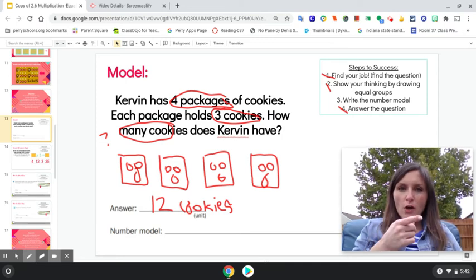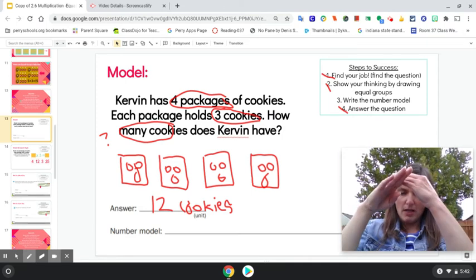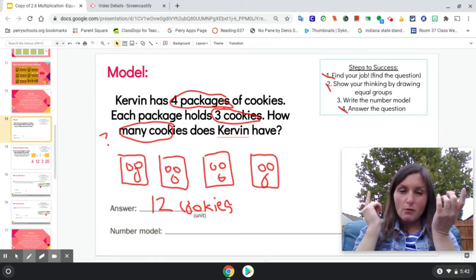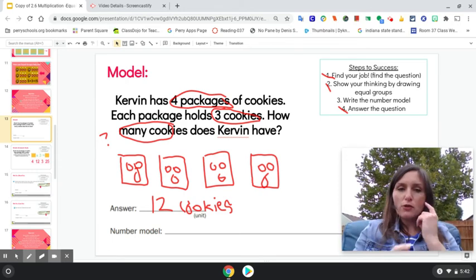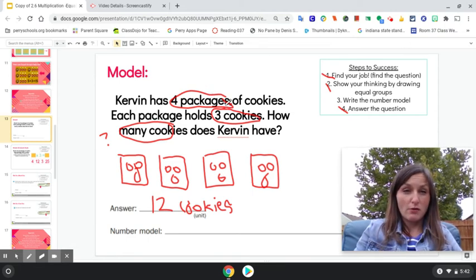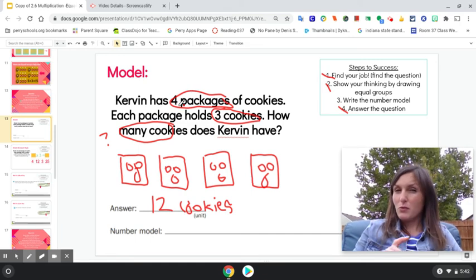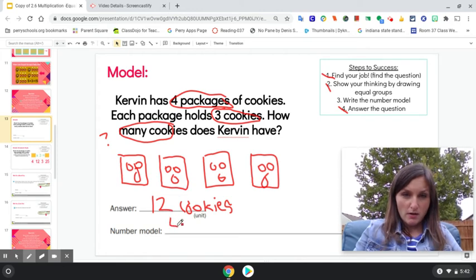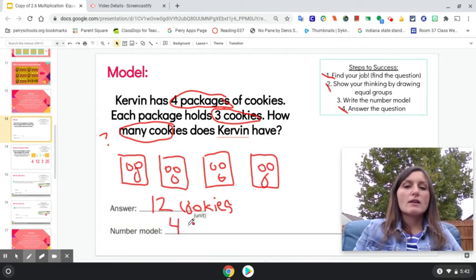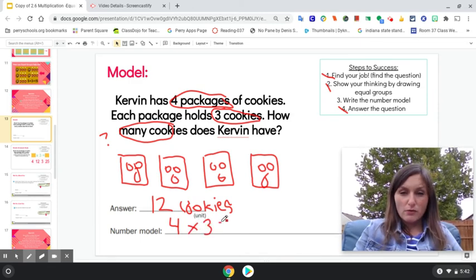Well, I know I'm working on multiplying. Now, what did I multiply? Well, I remember the other day we talked about how I can only use numbers that are in the question. 12 was not told here in the story problem, so I can't use the number 12. So I need to use the 2 parts. I need to use 4 groups times 3 in each group, which would then equal 12.